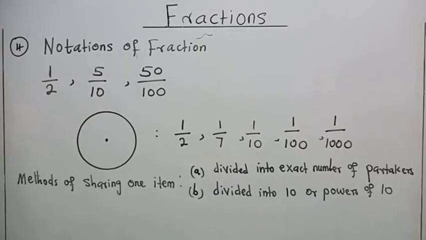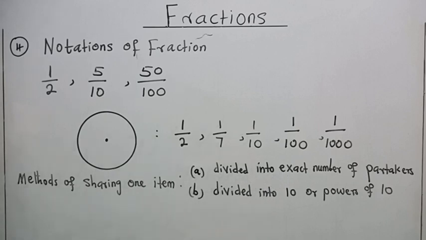And here comes a summary. The methods of sharing one item, like this orange for instance. First method could be to divide it into the exact number of partakers, that is those taking part in the sharing. Just divide that thing into the number of persons taking part.